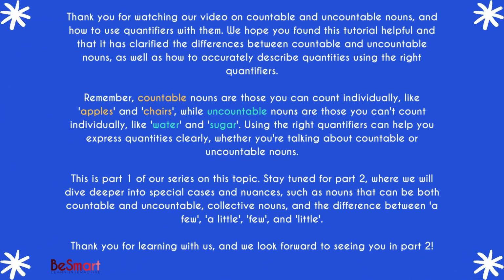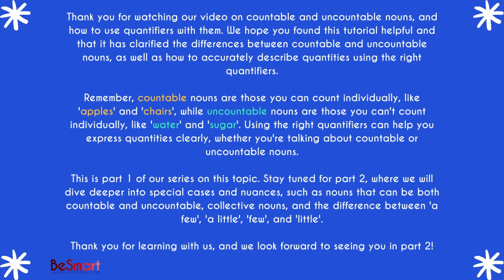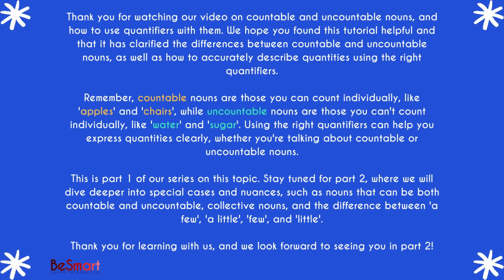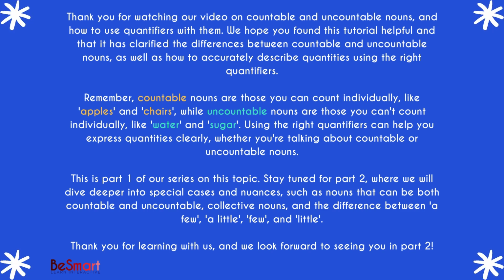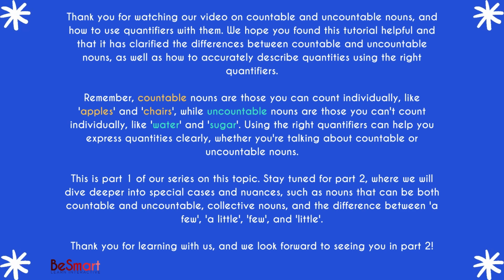Thank you for watching our video on countable and uncountable nouns and how to use quantifiers with them. We hope you found this tutorial helpful and that it has clarified the differences between countable and uncountable nouns, as well as how to accurately describe quantities using the right quantifiers. Remember, countable nouns are those you can count individually, like apples and chairs, while uncountable nouns are those you can't count individually, like water and sugar. Using the right quantifiers can help you express quantities clearly, whether you're talking about countable or uncountable nouns.